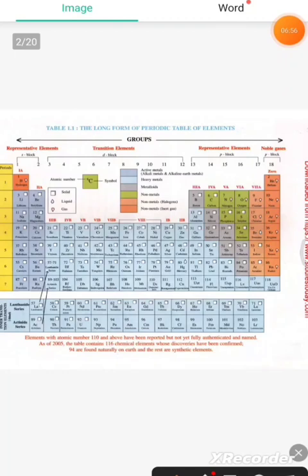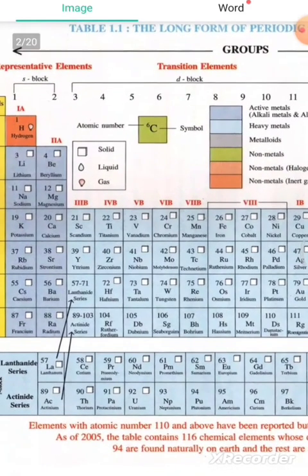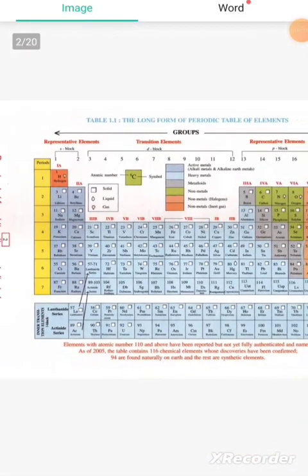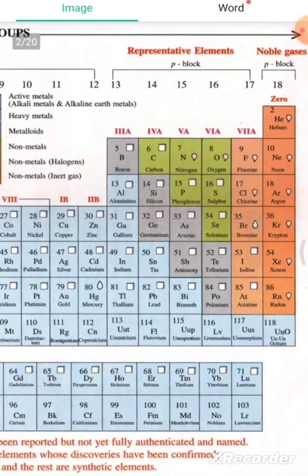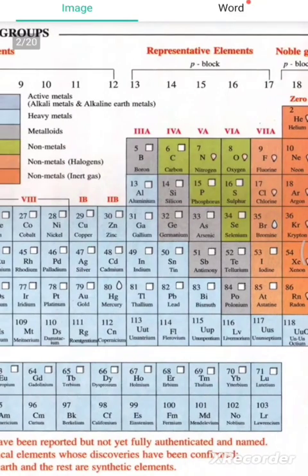Here is another easy way to find which elements are solids and which elements are gases. You can see small squares. Wherever a square is there, that one is a solid, and wherever this symbol is there, this is a gas. Okay.